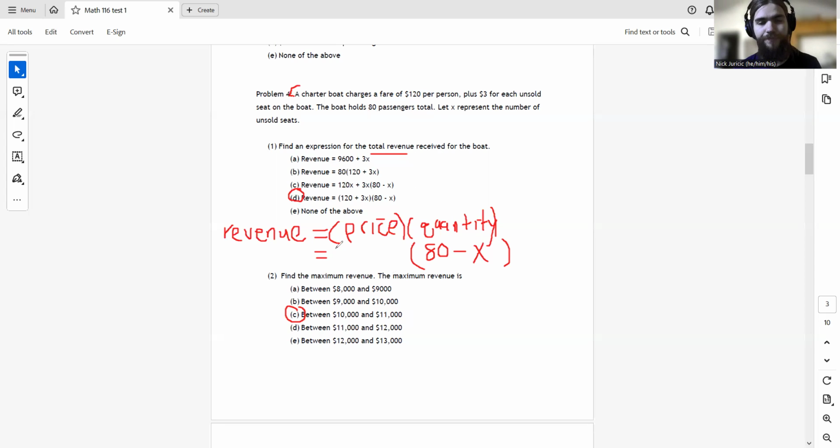So that's our quantity. Well, as for price, we can approach this many different ways. Like how much is each person getting charged based on the number of unsold seats? They sort of tell us it starts at 120, regardless, that's our base price. So we're going to have a baseline of 120, but plus a bit extra. How much extra? Plus $3 extra for each unsold seat. We know $3 times the number of unsold seats is going to account for that bit of information.